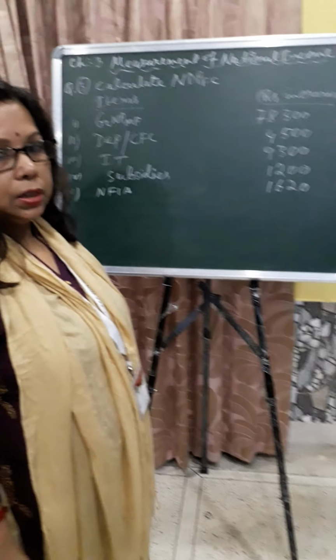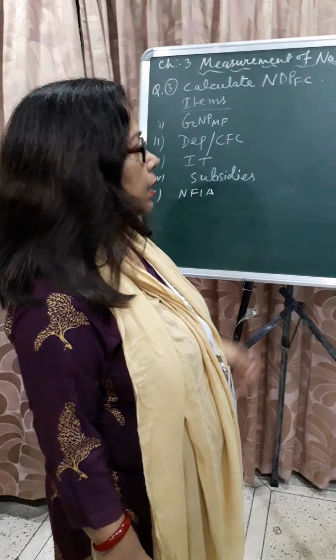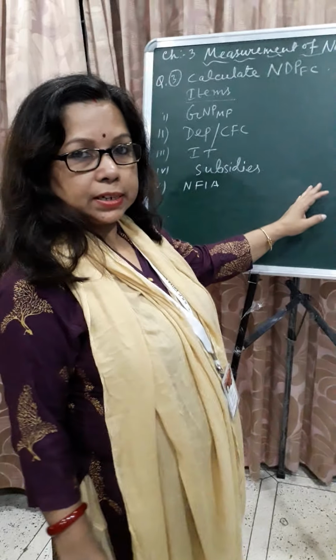In the previous class we had completed the two numericals from this chapter. So today I am continuing with the next numerical. Number 3, I have written here on the blackboard. Calculate NDPFC. We have to calculate NDPFC, and the values and variables are given here.